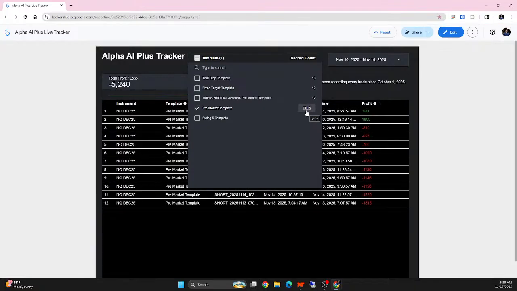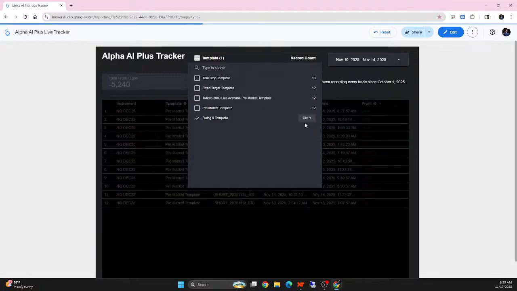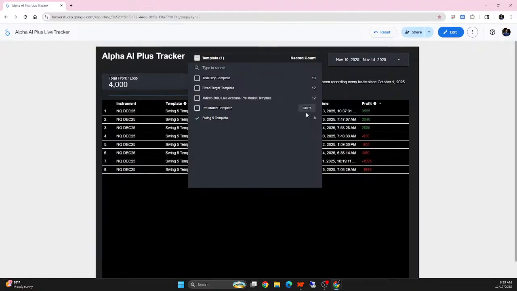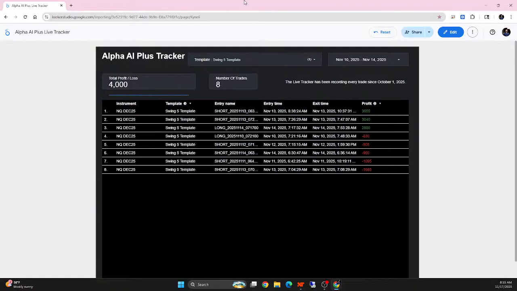The pre-market template lost 5 grand actually. Last week was very bad for the pre-market template. Swing 5 made $4,000. So the swing 5 and the trailing made a lot of money last week, but the pre-market template actually lost. That's why we changed. The pre-market template last week lost $3,000 in one day. This is not gonna happen now, because when we add the forced max loss, it's not gonna lose more than that.